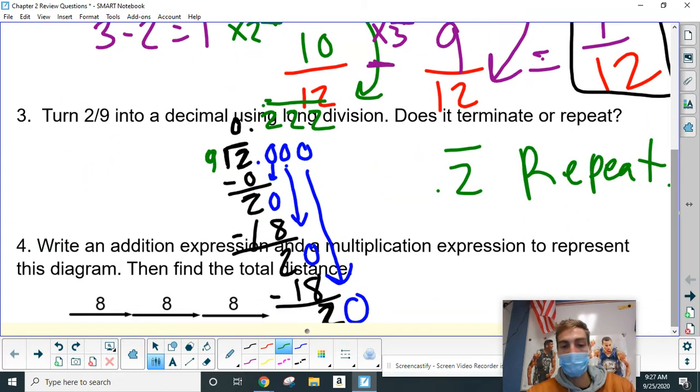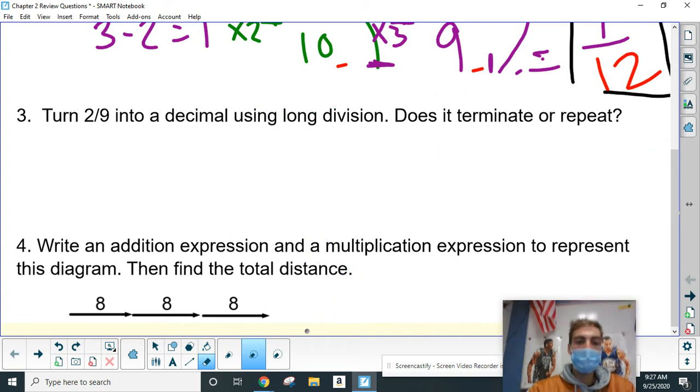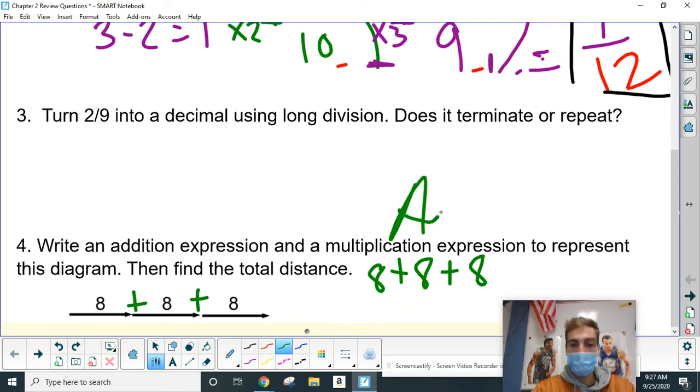Write an addition expression and a multiplication expression to represent this diagram. Then find the total distance. So I'm going to go ahead and get rid of what we have here. And when I'm writing my addition expression, I'm literally just going to put a plus sign, adding each of those pieces. That's all you need to do for adding.